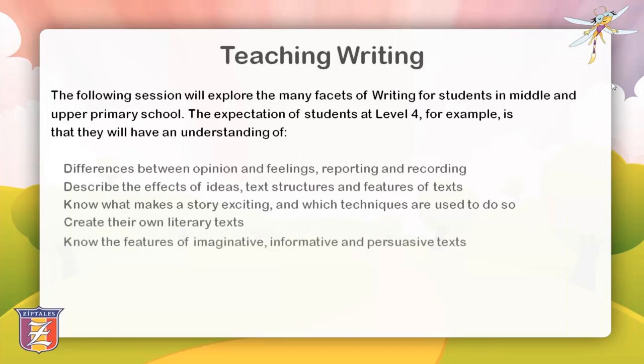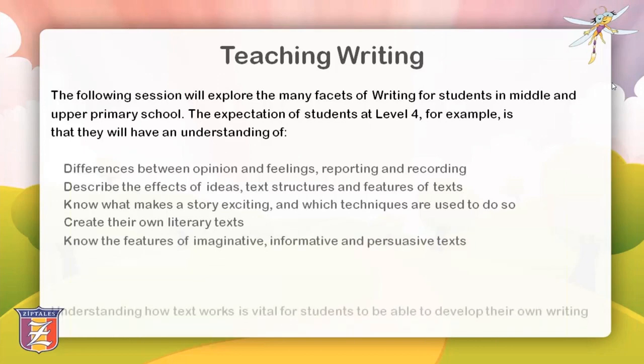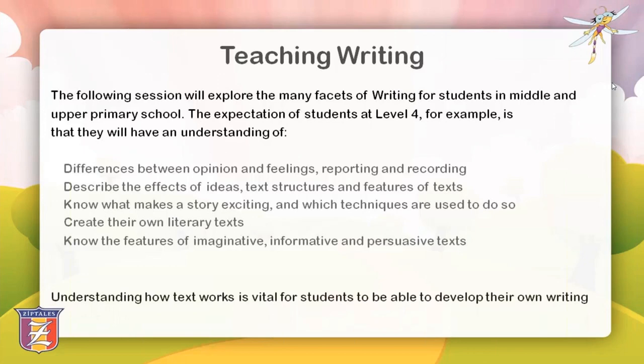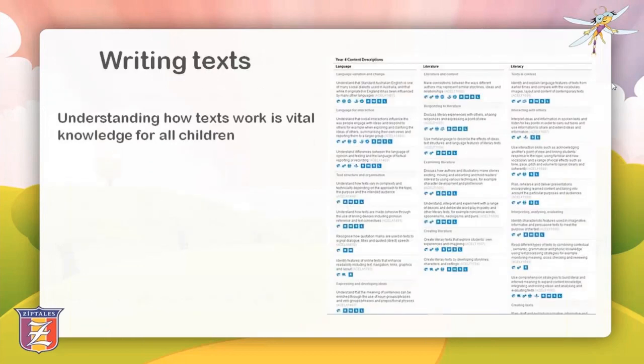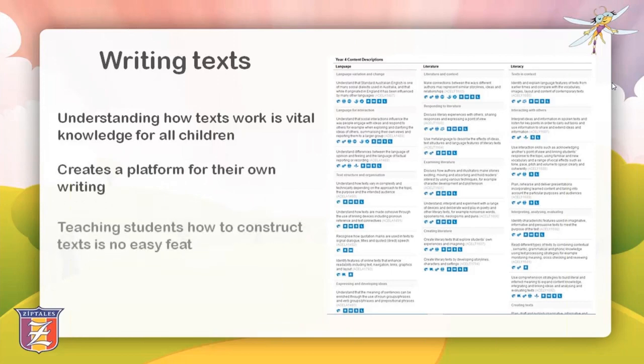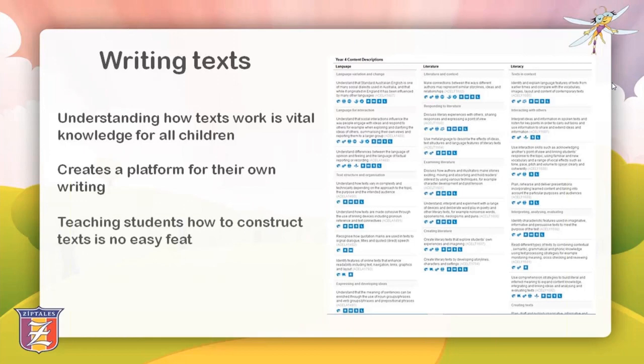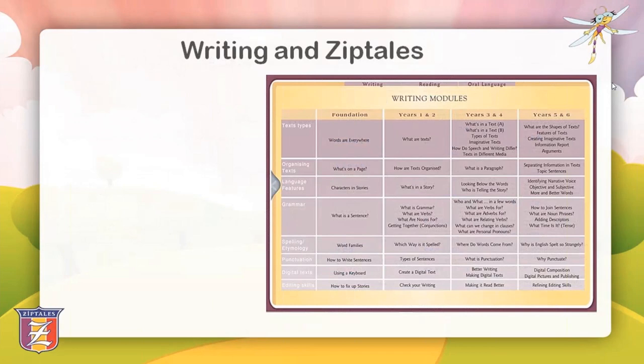Create literary text that explores students' own experiences and imagining. Identify characteristic features used in imaginative, informative, and persuasive text to meet the purpose of the text. Understanding how texts work is vital knowledge for its own sake and as a platform on which students can build their own writing. However, teaching how to construct a text has always been a difficult task, I know as a teacher. To take stories as an instance, much about the internal construction of a story is complex. Most children are familiar with the terms character or plot, but knowing how to build them is another matter.